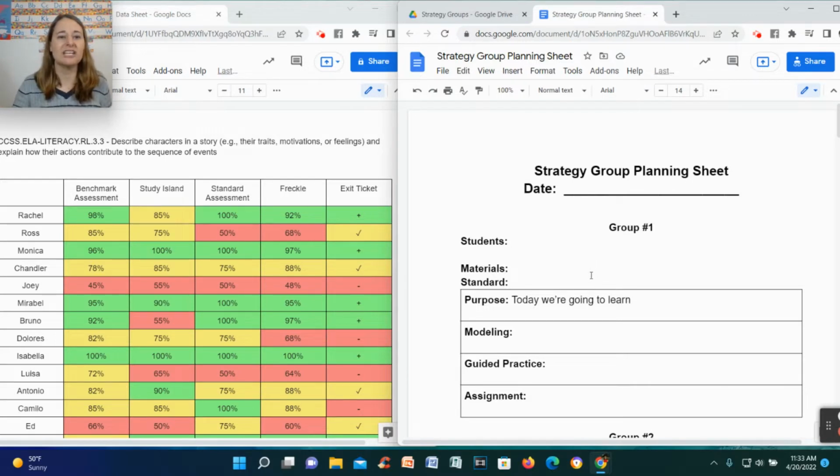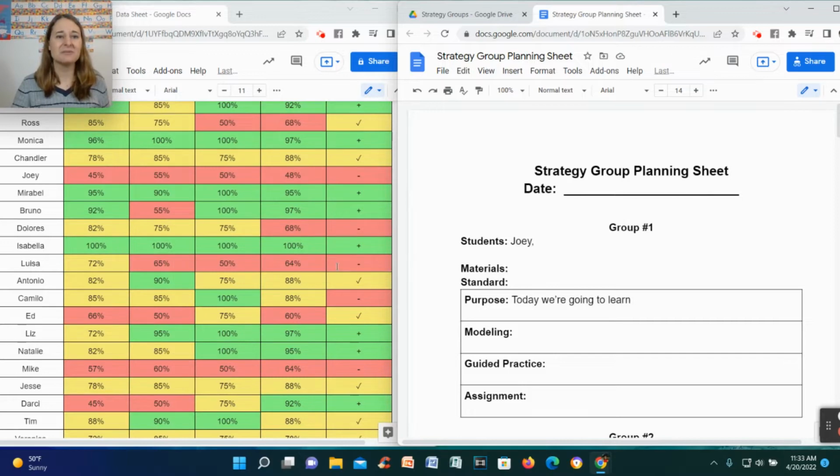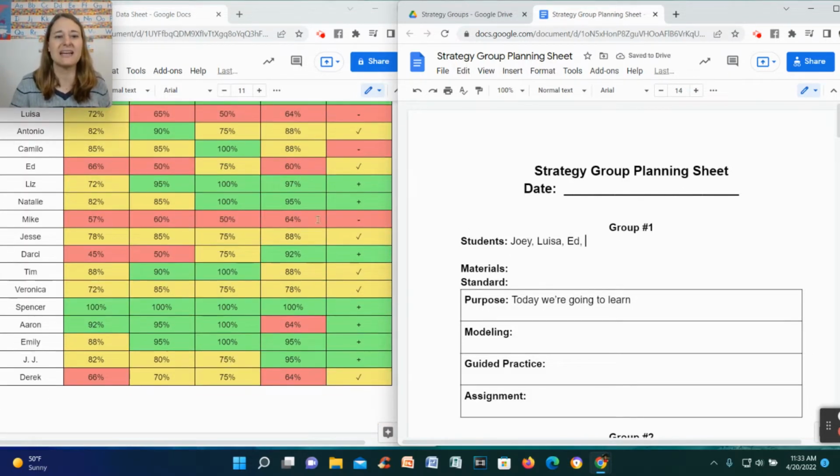So I'm going to start by looking for red on my data sheet over here. We can see that Joey has been in red the entire time. So I am going to add his name for this group 1 strategy group. And then as I scroll down, I'm seeing Louisa has been red for most of the time. Her one yellow was a 72, so that was still pretty low. As I keep scrolling, I see Ed here is in that same boat. He has 2 yellows, but for the most part, he has been red. So I might pull him into this group. And then I see Mike is red all the way across the board as well. So he is also going to be in this first strategy group.